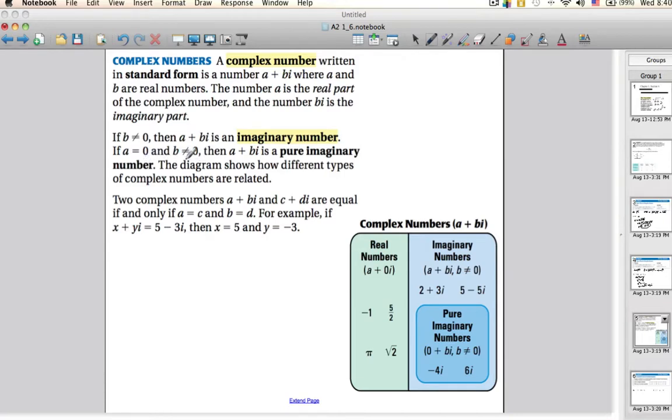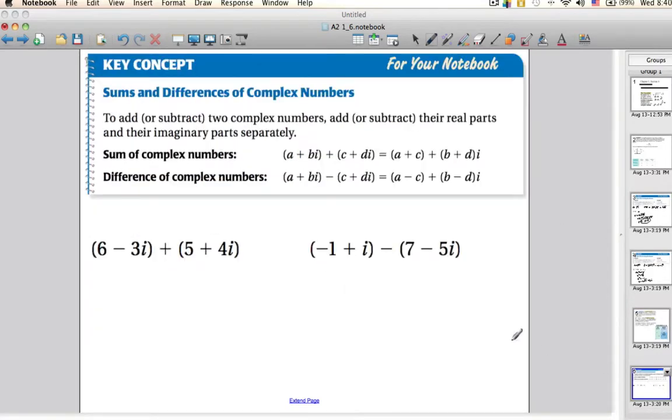And if a is equal to 0 and b is not 0, that means I wouldn't have a real part. That would be a pure imaginary number. So if you don't have the real part, it's an imaginary number. If you don't have the imaginary part, it's just a real number. And it's a complex number when you have both parts. Okay, so I think I've said the same thing several times now. And when we work with these items, the imaginary part ends up working a lot like a variable. The i functions a lot like a variable like x or y. Okay, so moving on into some practice with that.